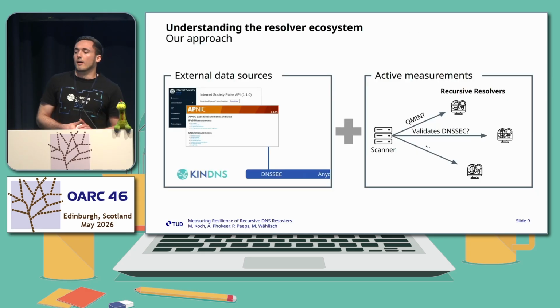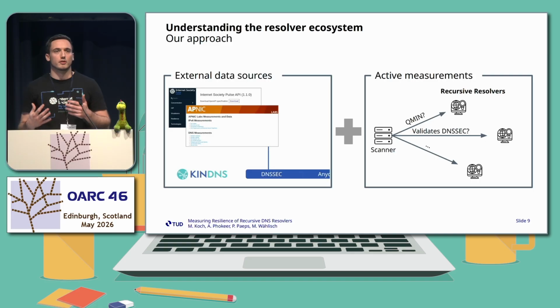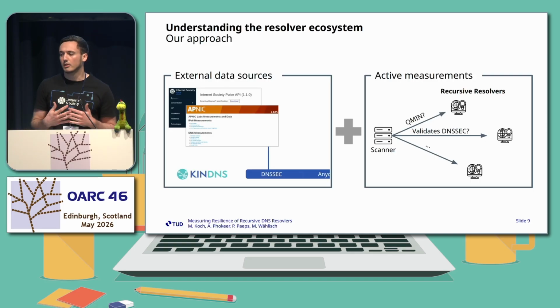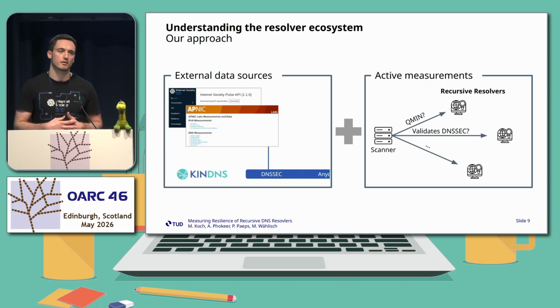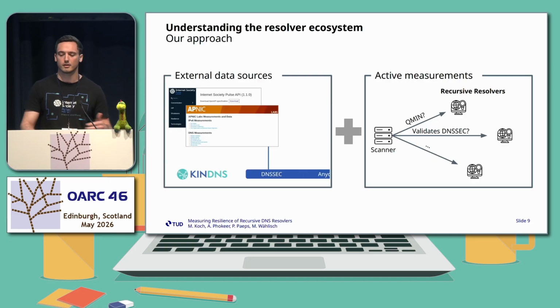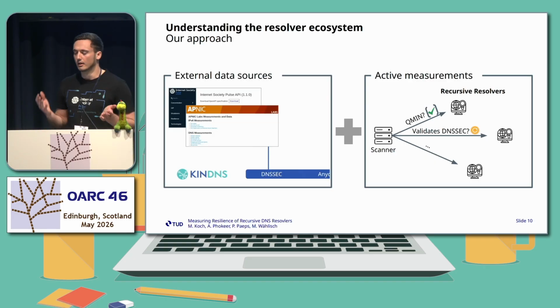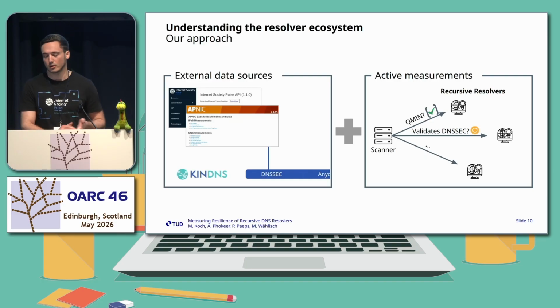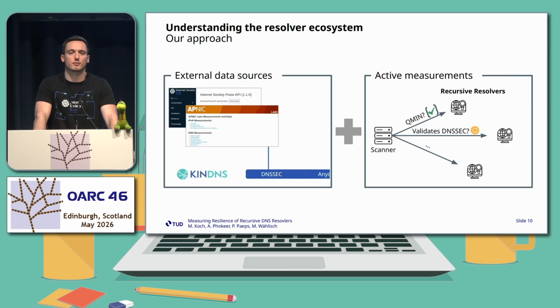However, to fully understand the resolver ecosystem, we cannot solely rely on external data sources. That's why we are also going to add active measurements, internet-wide measurements, to better assess the resiliency of recursive resolvers. As of now, we started running query name minimization measurements, and we're setting up DNSSEC measurements to check whether a recursive resolver actually does validate DNSSEC or not. And of course, more measurements will follow.